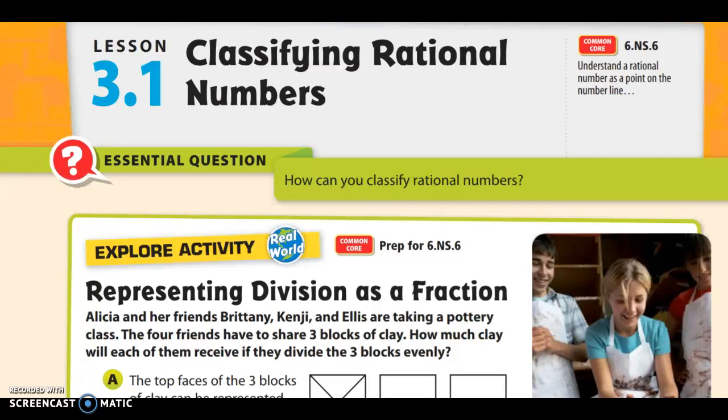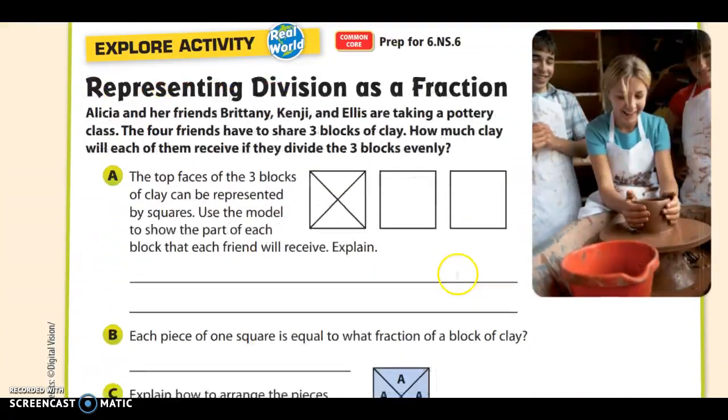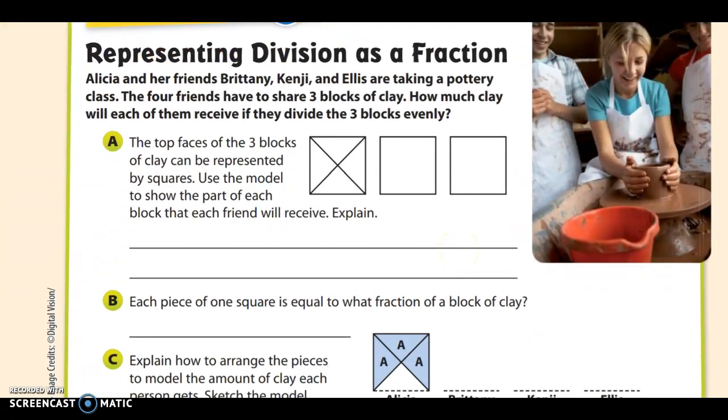Okay, this is lesson 3.1 and we are on page 47. And it's the Explore activity, so let's check it out. Representing division as a fraction.